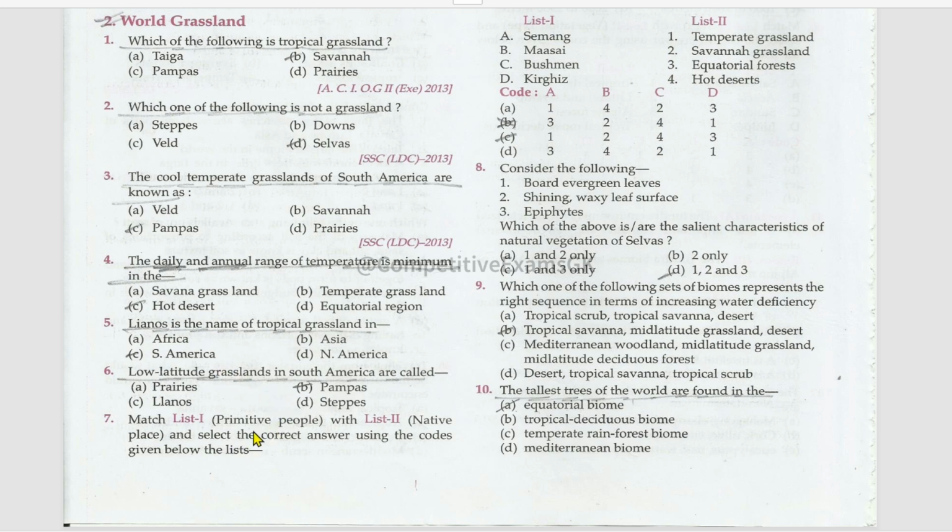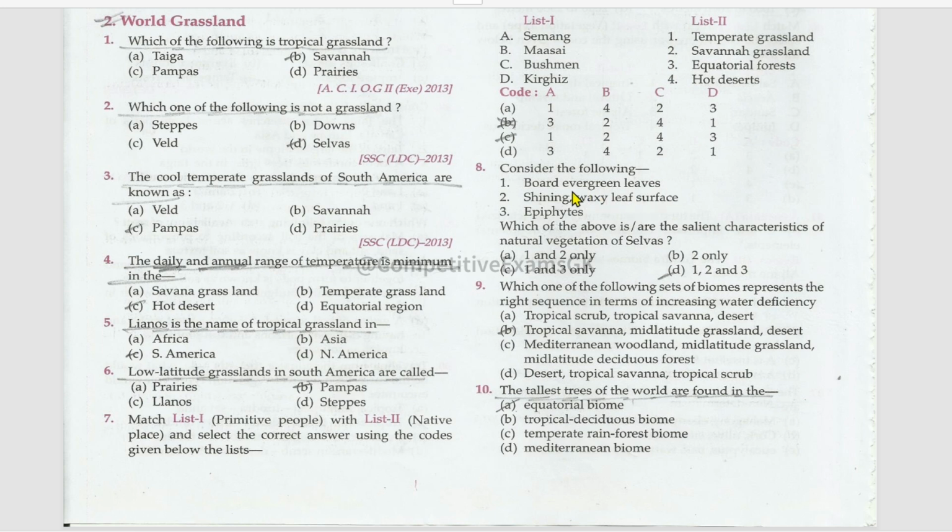Next matching. List one are the primitive people and list two are the native places. Samang, that is temperate grassland. Maasai, that is savanna grassland. Bushmen, those are hot deserts. Kyrgyz, equatorial forests. Consider the following. These are all the salient features of the natural vegetation of selvas.